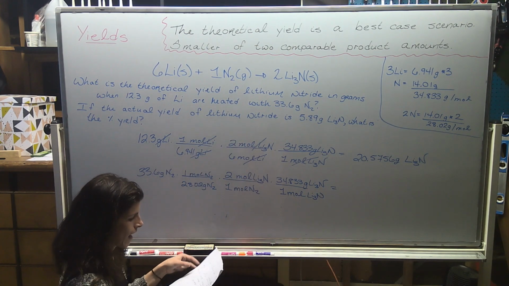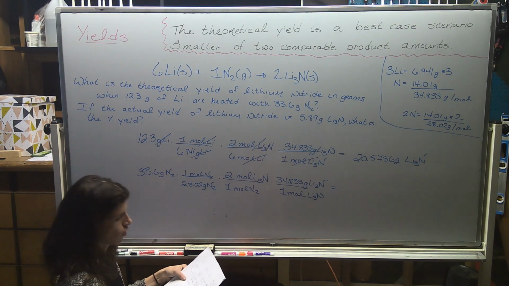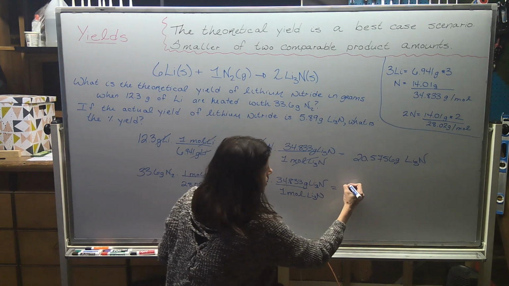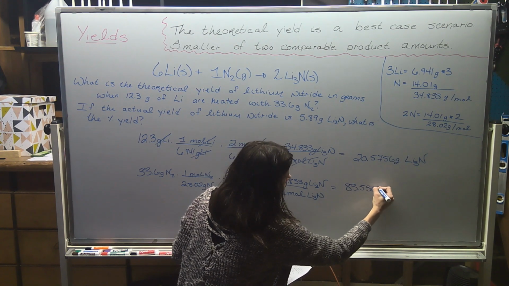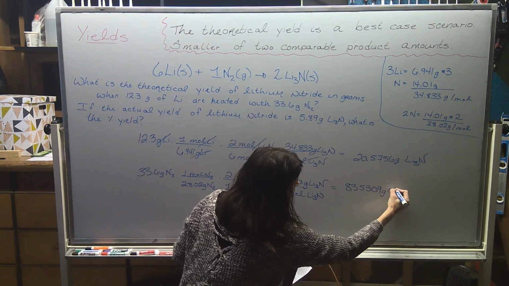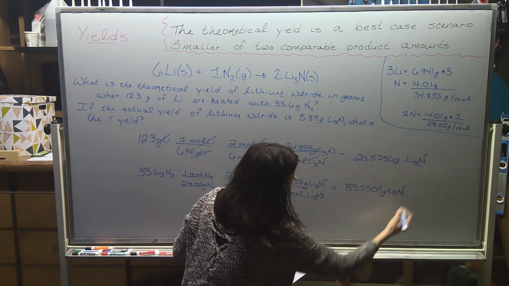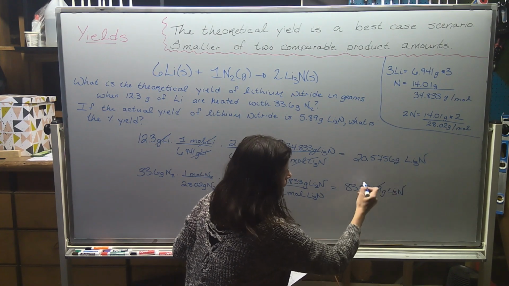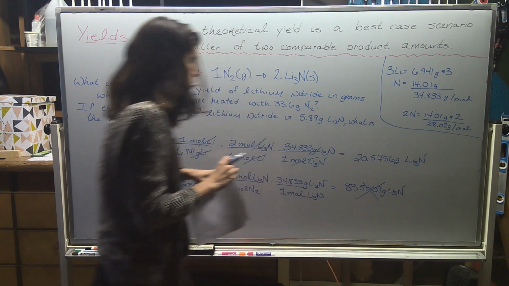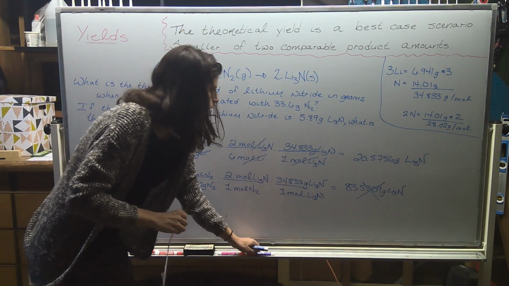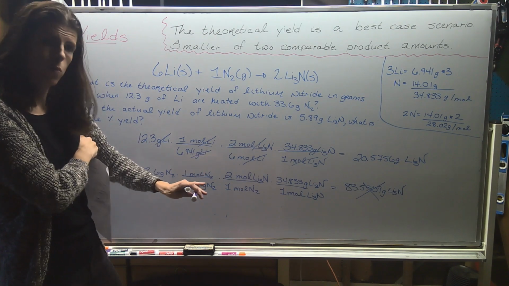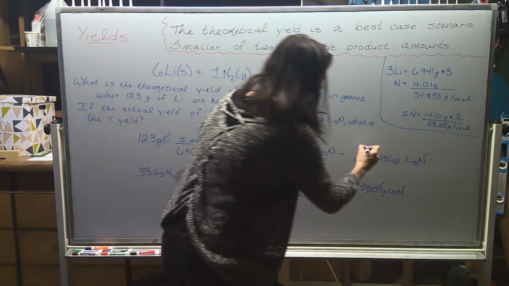So when I did that calculation, I got a much larger number, 83.5309, just keeping extra sig figs. Therefore, that number is meaningless. We'll never make that much of the product. And so through this work, we've successfully calculated our theoretical yield.